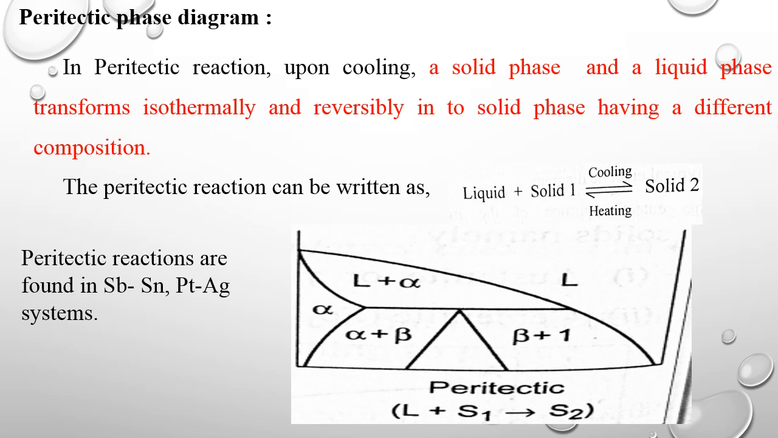Next one, the peritectic phase diagram. In this reaction, upon cooling, a solid phase and a liquid phase transform isothermally and reversibly into another solid phase having a different composition. It is written as solid plus liquid. The reaction on heating and cooling gives only a solid solution.